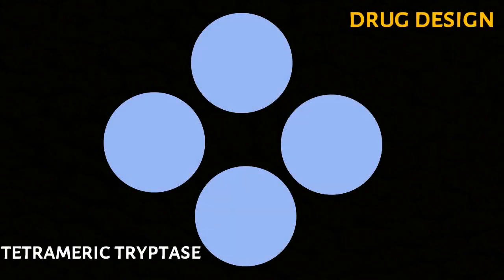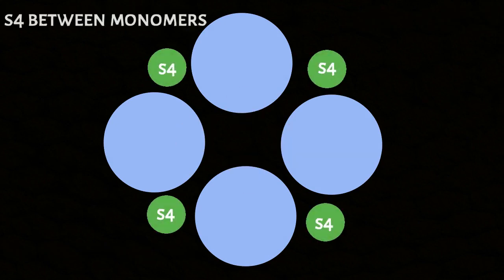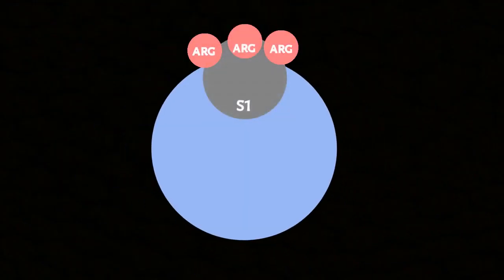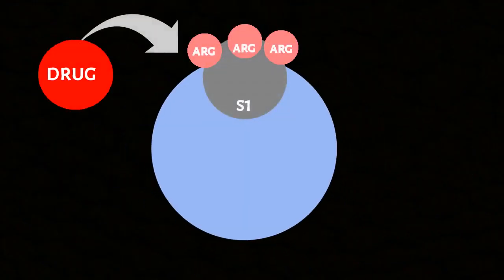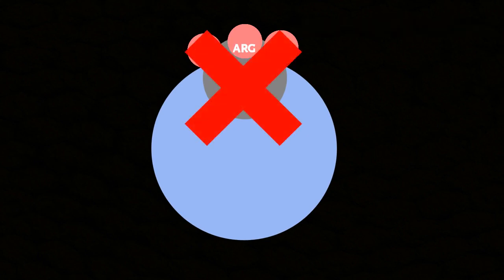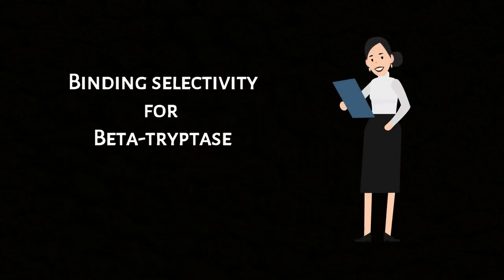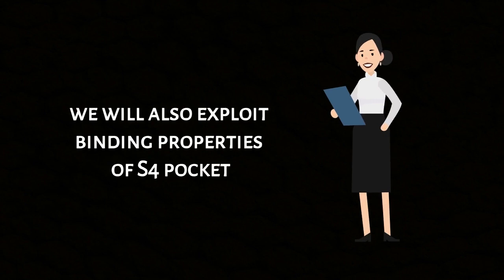The tetrameric tryptase active sites contain 2 clinically relevant binding pockets, S1 within tryptase monomers and S4, a pocket which sits between 2 adjacent monomers. Binding to S1 is found to be facilitated by drug moieties which bind negatively charged arginine residues via hydrogen bonding to competitively inhibit the S1 pocket. Binding selectivity for β-tryptase will be facilitated in our approach by exploiting binding properties of the S4 pocket.